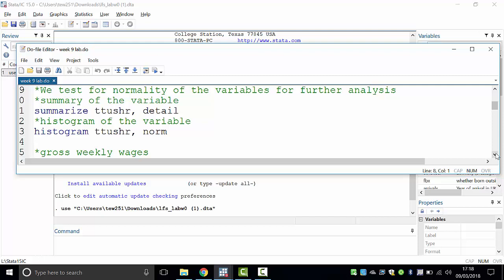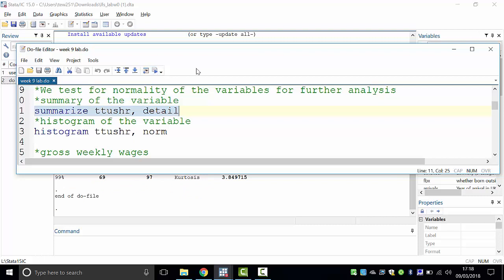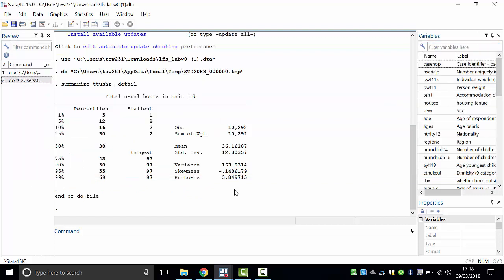Let's run the first code. This is summarize weekly hours, yeah? Summarize. Double click. Run the test. Look at the screen now. Once you run the test, look at your status screen, output screen.